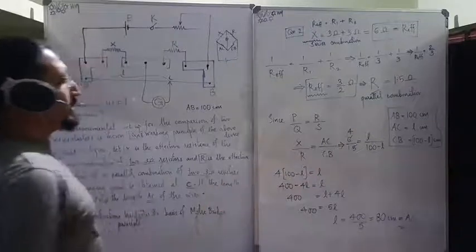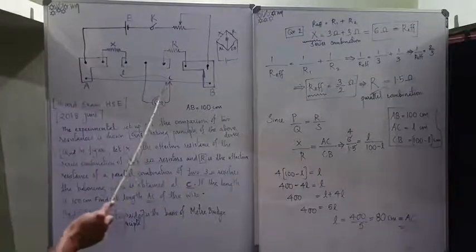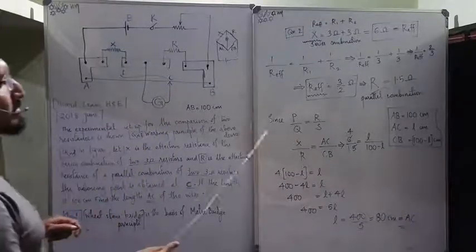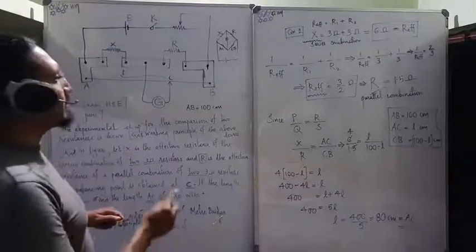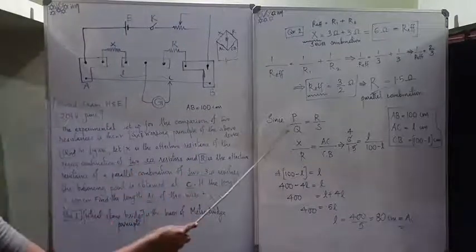1.5 ohm. Okay. Then the question is asked, when the balancing condition, that is the balancing condition at C, then this is following the Wheatstone's principle. The Wheatstone's principle says that X by R is equal to AC by CB. That means P by Q is equal to R by S.